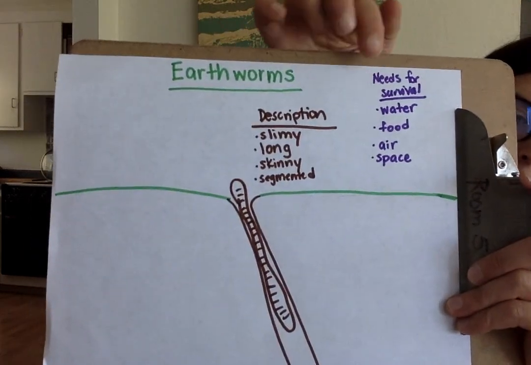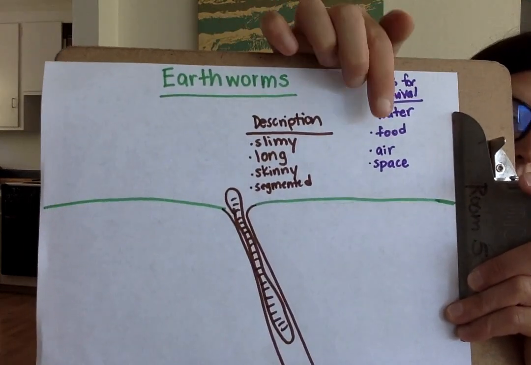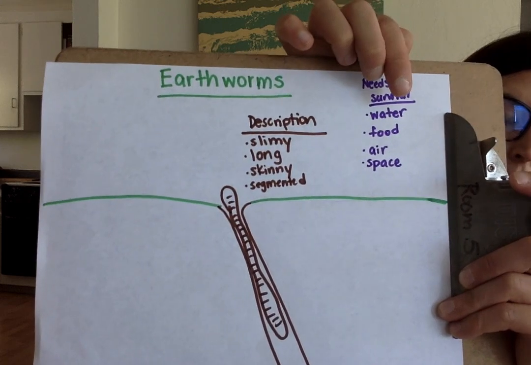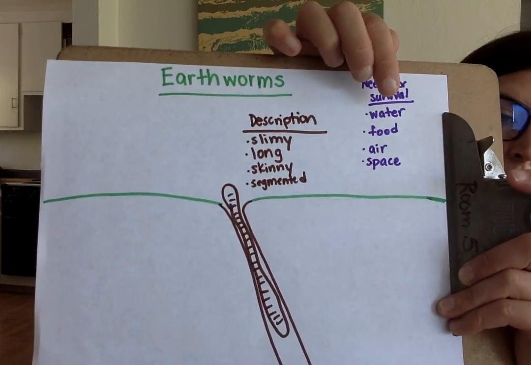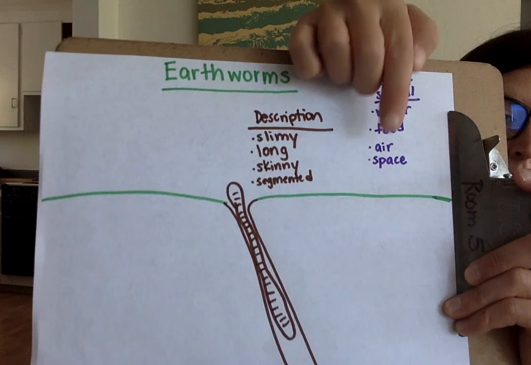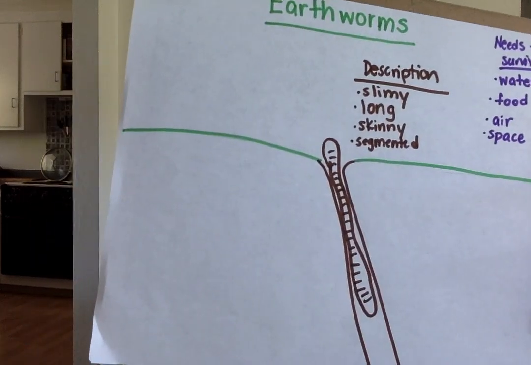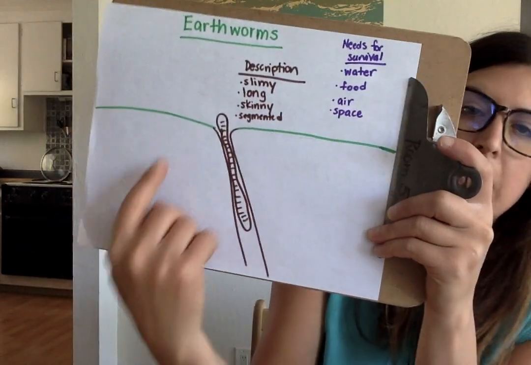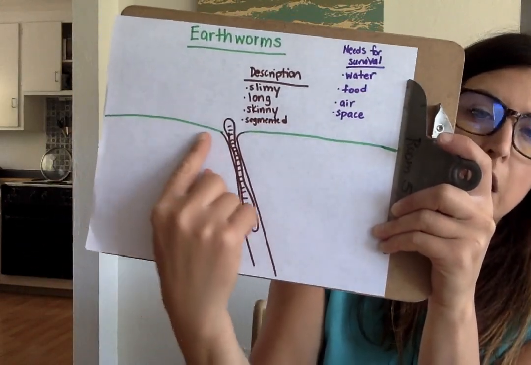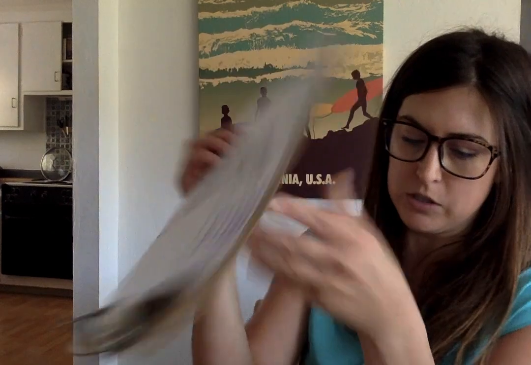So in purple, we have the worm's needs for survival. Water, repeat after me, water, food, air, space. Good. So now down here, I'm going to write a long word in green that starts with E. I'll say it like a robot and see if you can put it together.